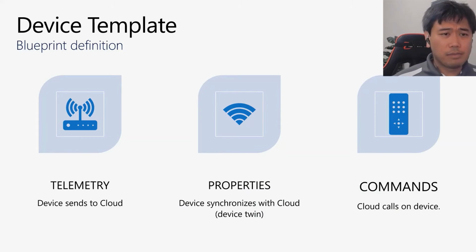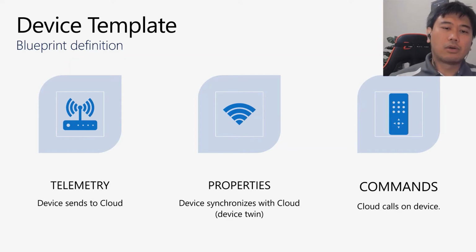There's different device templates. What I mean by device template is the ability to create kind of like a blueprint definition of what the device, the data that you would receive on this device, right? So it can be one of these three. It's either telemetry data, properties, or commands. Telemetry data, this is when the device sends data to the cloud. Every minute, every 10 seconds, send me the value of what I'm monitoring.